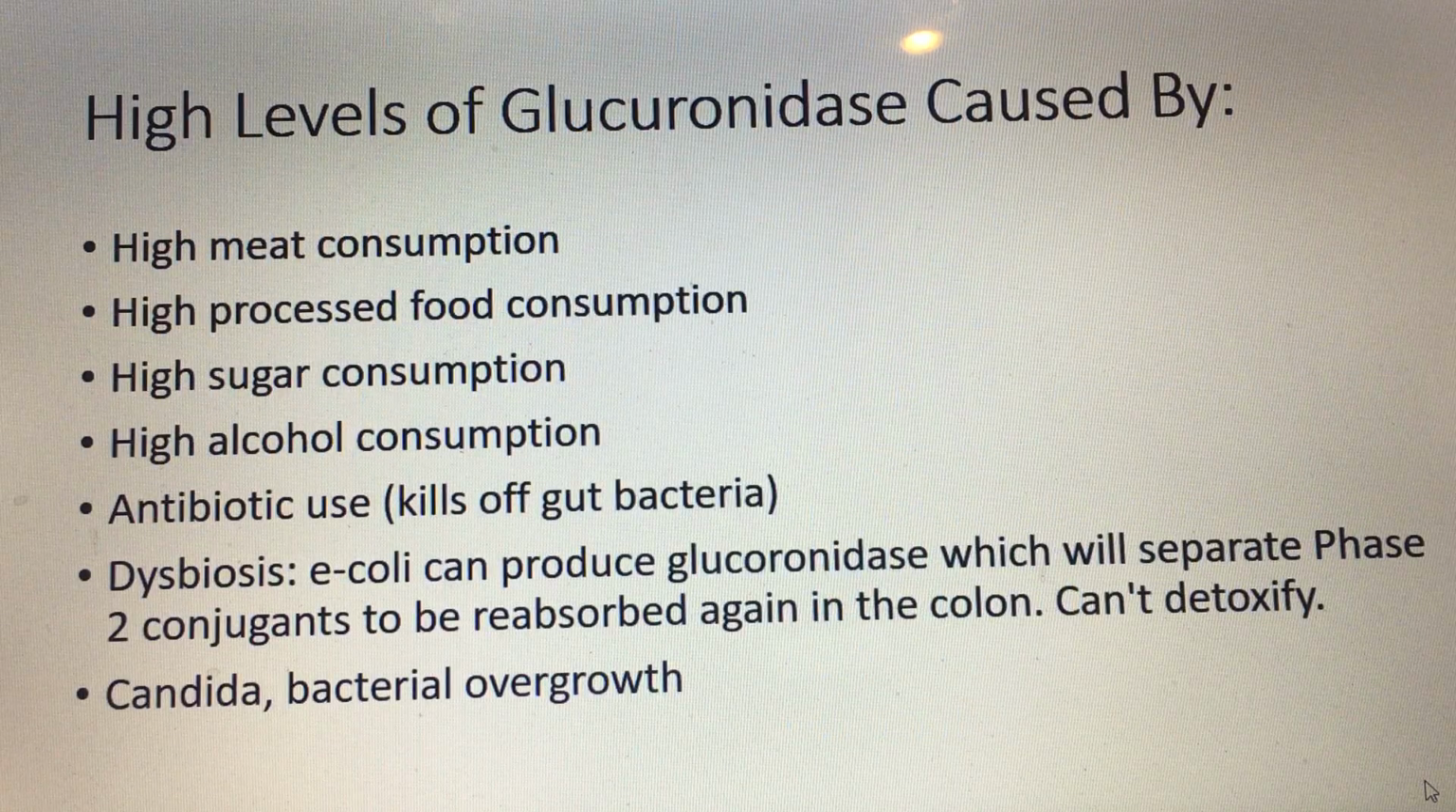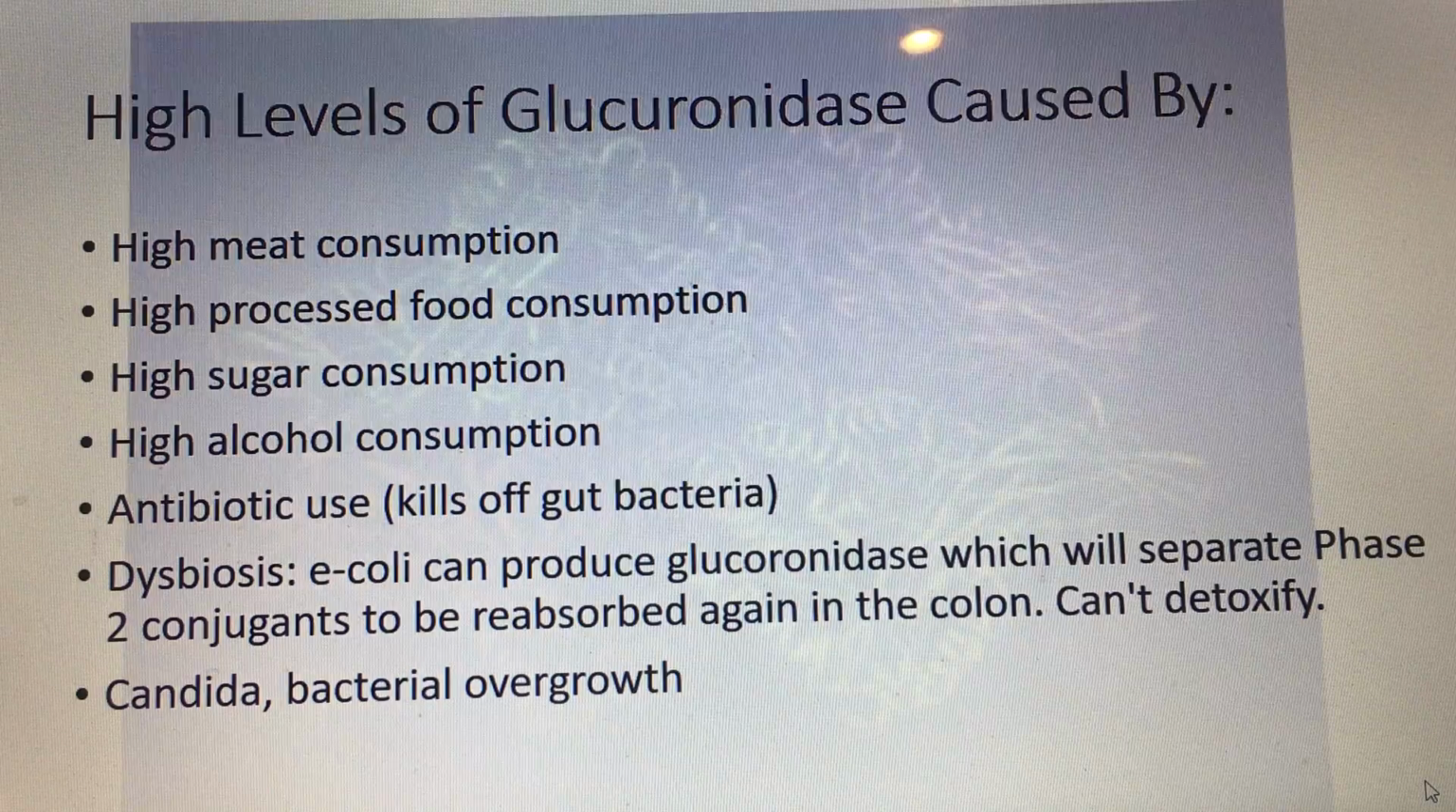detox issue. High levels of glucuronidase are caused by high meat consumption, high processed food consumption, high sugar, high alcohol. If you take a course of antibiotics, it can kill off the normal gut bacteria. And that causes what we call dysbiosis, which means your gut bacteria are not correct, and that can cause problems because it affects detoxification. Candida, a yeast, or a bacterial overgrowth can also cause high levels of glucuronidase.